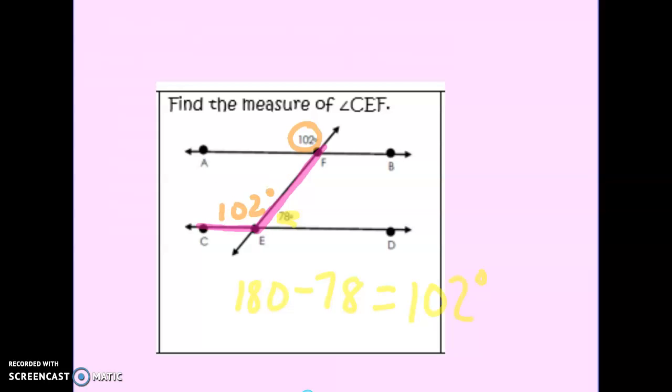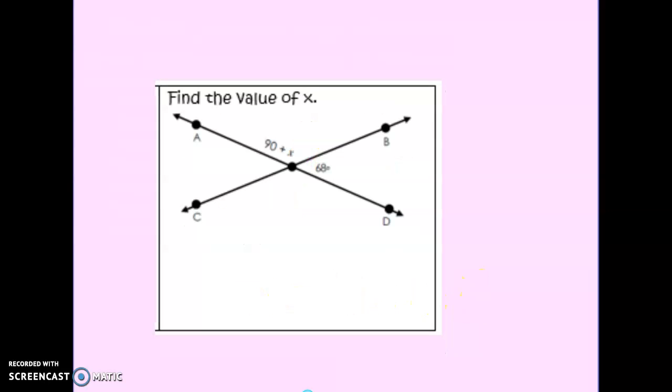All right, let's move on. Find the value of x. So now we have an equation for an angle. If we look here, we have a straight line, which means I can set this up: 90 plus x plus 68 equals 180, and then solve it.